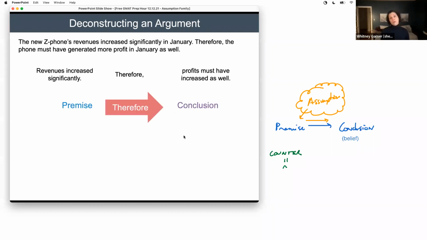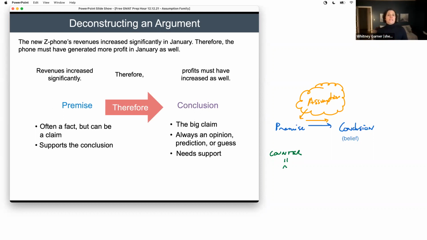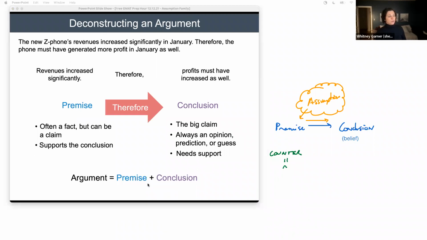Becomes this premise, therefore conclusion, where the premise is any of the stuff that is often factual, doesn't have to be, but its job is to lead us to believe the conclusion, whereas the conclusion itself is that biggest claim. It is never proven. It is something that needs support. It needs other information for us to believe that it's true. Okay, so this is our argument. Argument is a premise plus a conclusion. Now, technically, I'll argue that an argument isn't just a premise plus a conclusion, but the only way for it to really be an argument is to have this sort of background cloud of assumption gluing it all together.